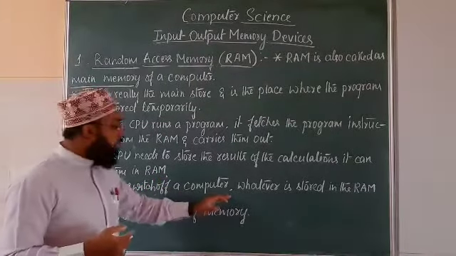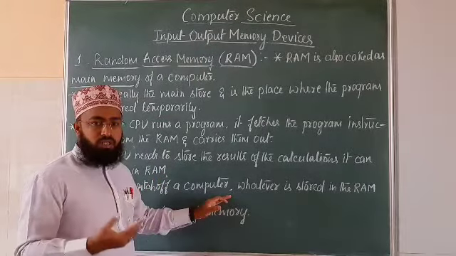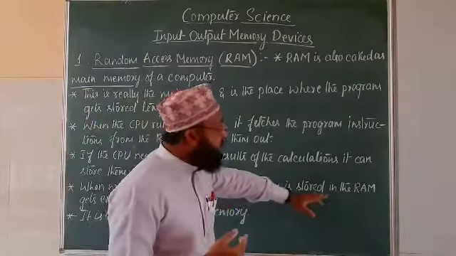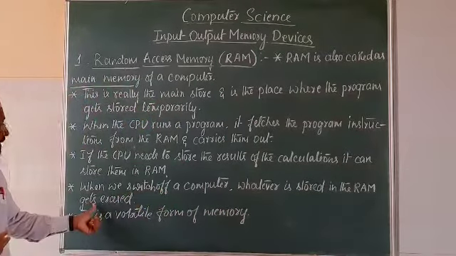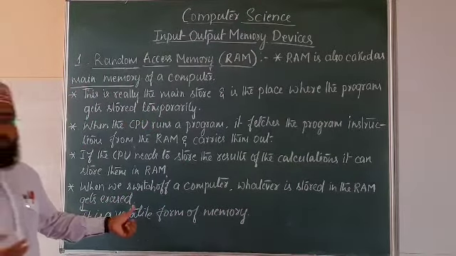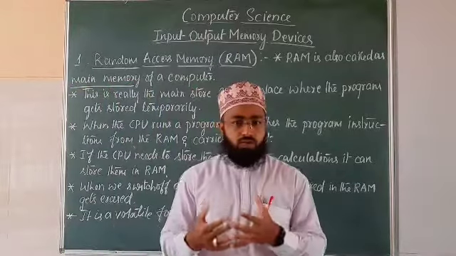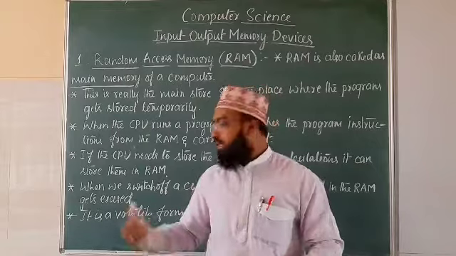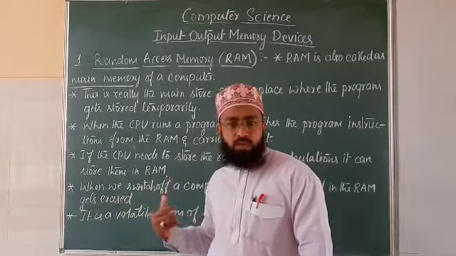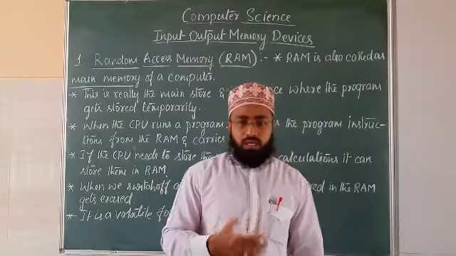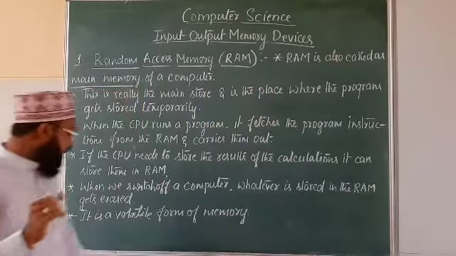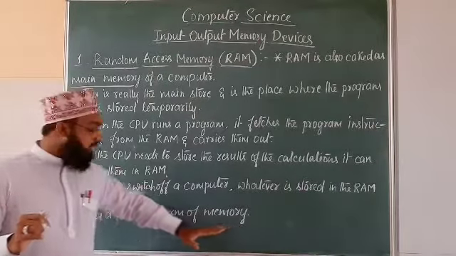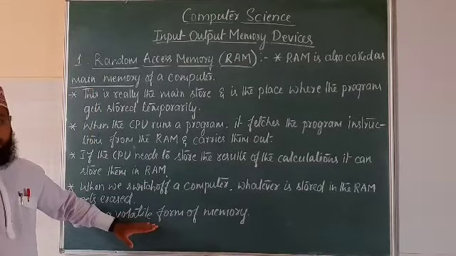When we switch off a computer before saving our working document, whatever is stored in the RAM gets erased before saving. If we have not saved our work and we directly switch off our computer, then whatever is present in the RAM cannot be accessed again; everything will be erased. And so it is a volatile form of memory.